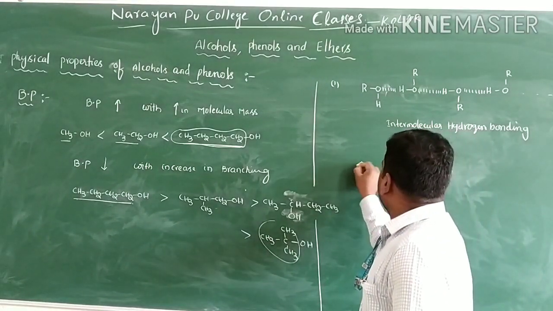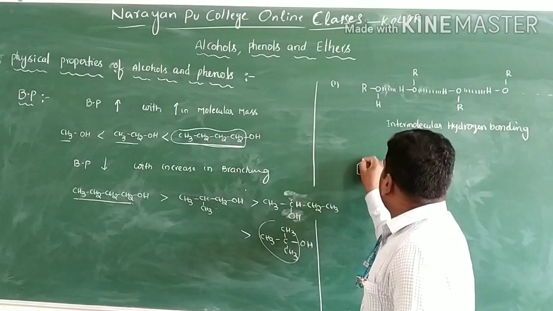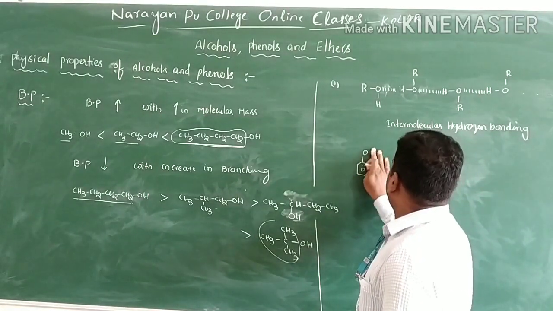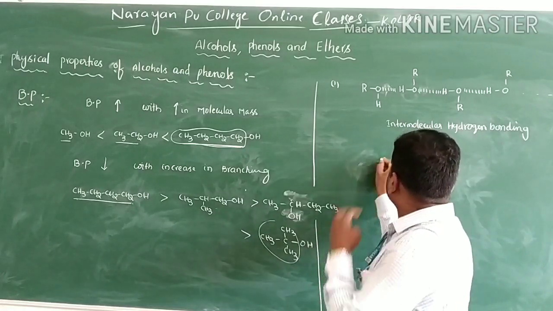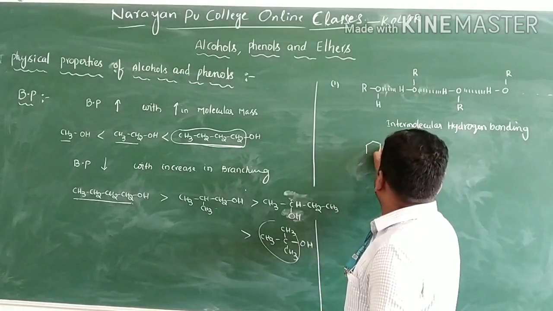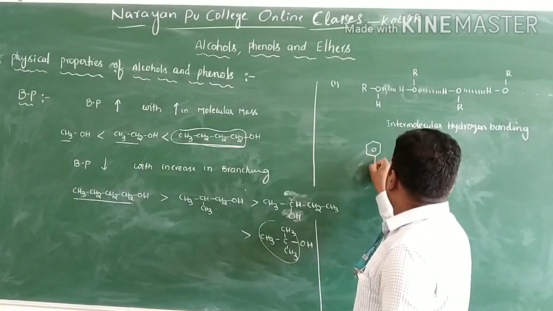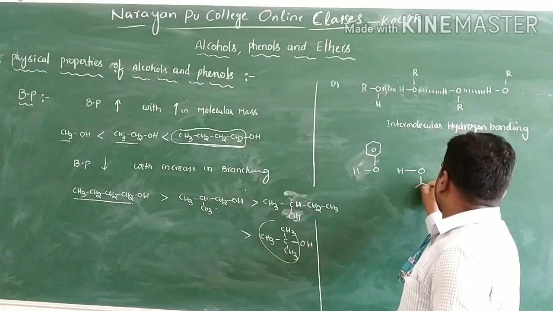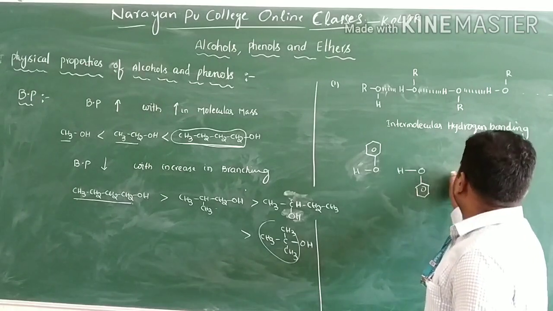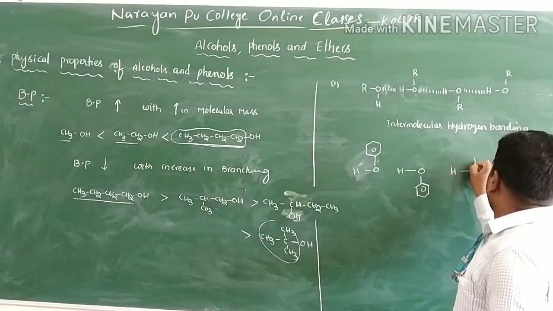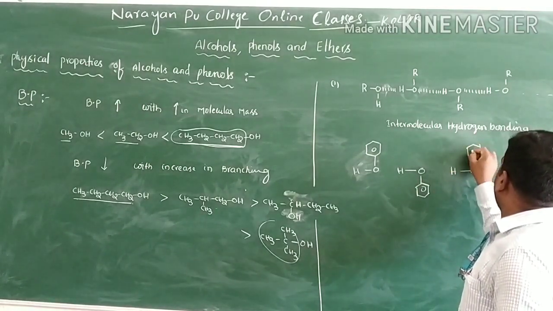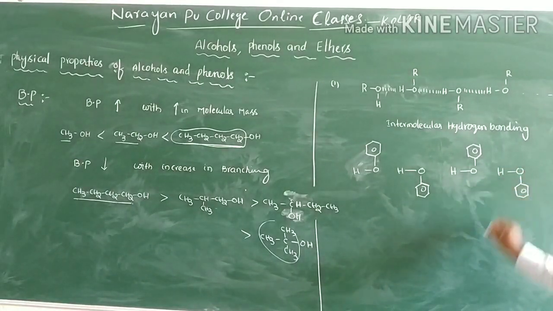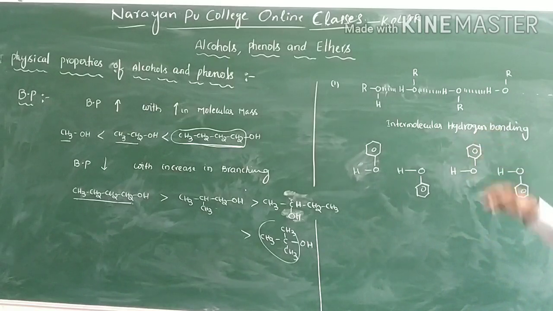Write the phenol here. Phenol will have an O. I will write it in a simple way: one oxygen and there will be an H, and I will write another phenol like this, with H and O, and there will be a benzene. This is phenol, same as alcohol.